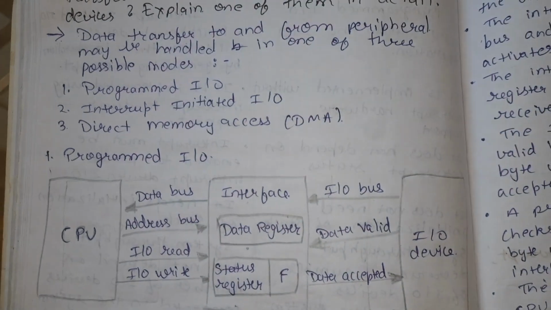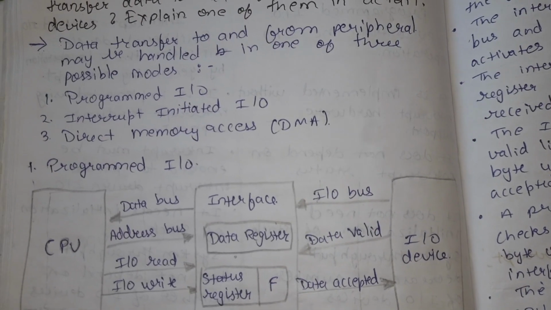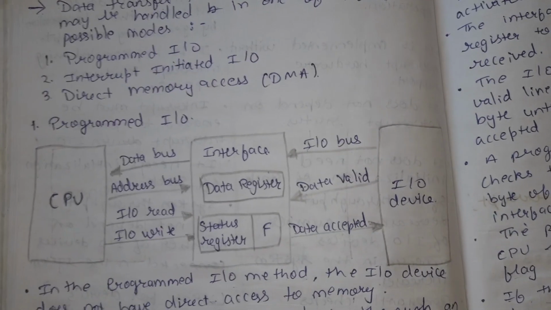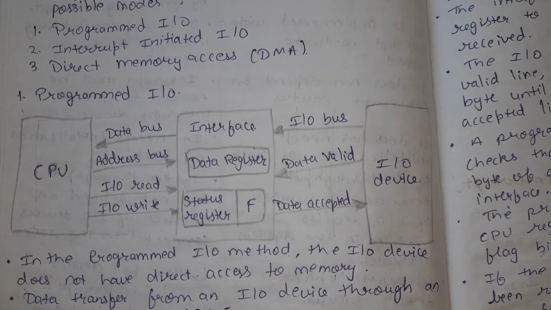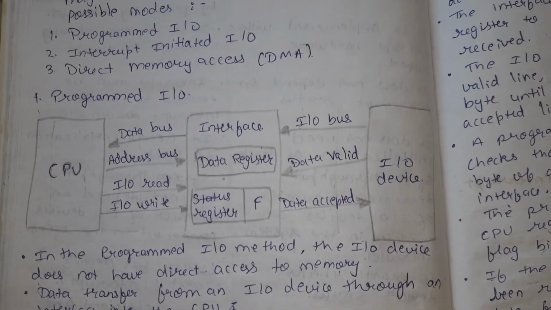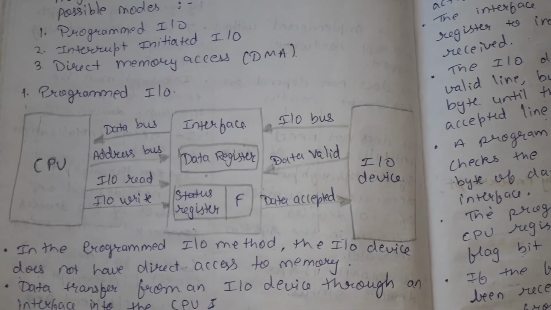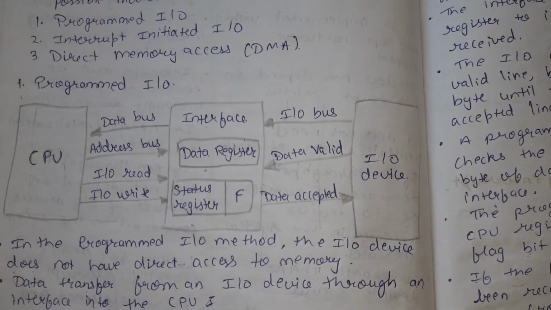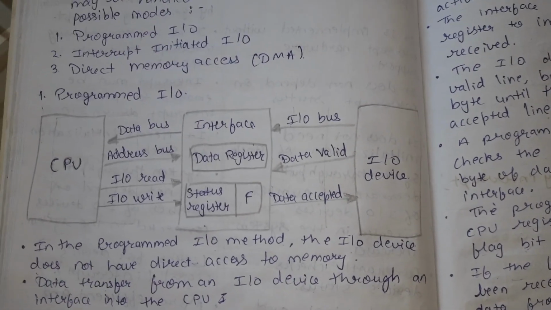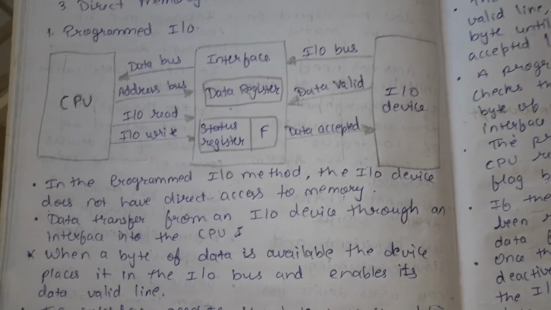Data transfer to and from peripheral devices may be handled in one of three modes: programmed input output, interrupt initiated input output, and direct memory access. These three methods are given in the exam. Any one can also be asked with the specified name given. So we need to prepare all three methods. First we will discuss programmed input output.